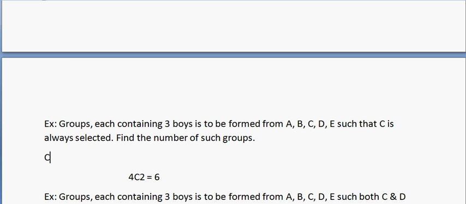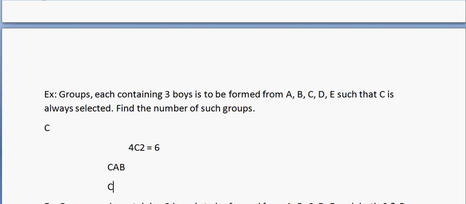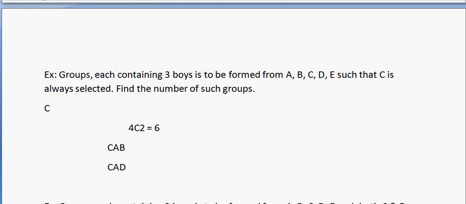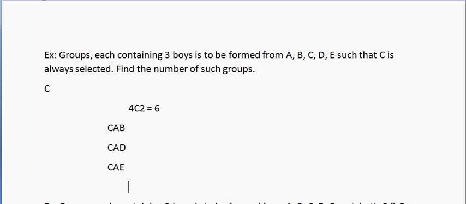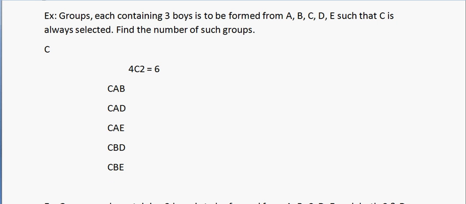Yes, we can. It would be C is always there, right? It would be either AB, then C is there. It would be AD and CAE. This is one. Then there is CBD, CBE, right? And finally there is CDE. So these are the 6 groups which can be formed if C is always there in each of the groups, right?